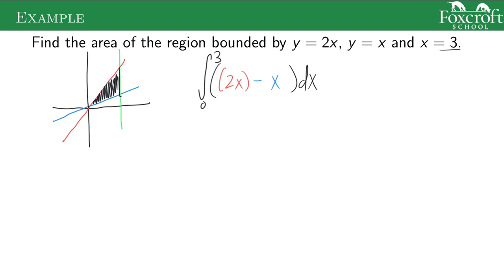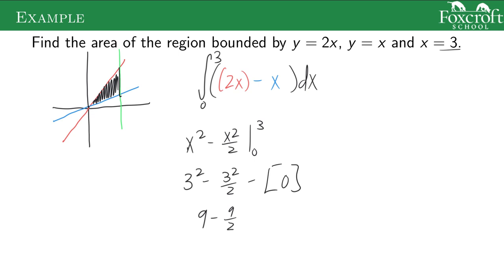And then we would take the antiderivatives. That's going to be x squared minus x squared over 2, evaluated from 0 to 3. Plug in 3. Oops, I was already doing the squared before I actually plugged it in. So 3 squared minus 3 squared over 2, minus when I plug in 0. When I plug in 0, all the x's are just going to go away. So I'm just going to get 9 minus 9 halves. 18 over 2 minus 9 halves is 9 halves. So the area between these curves is 9 over 2, 4.5.